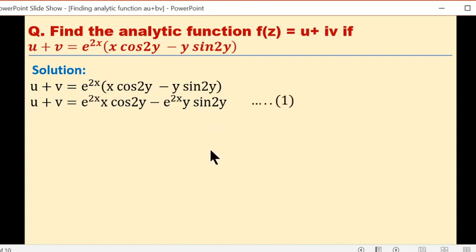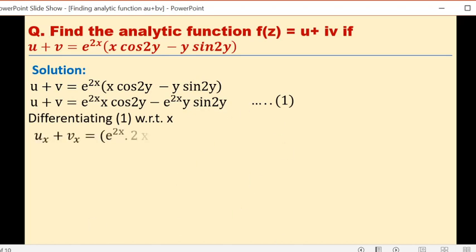Now what is the first thing we will do? Equation number 1, we differentiate with respect to x. Okay, so differentiating 1 with respect to x. Though we have not mentioned it, it is understood that we are differentiating 1 with respect to x partially. That means we are treating y as a constant. Okay, so let's see what we get.